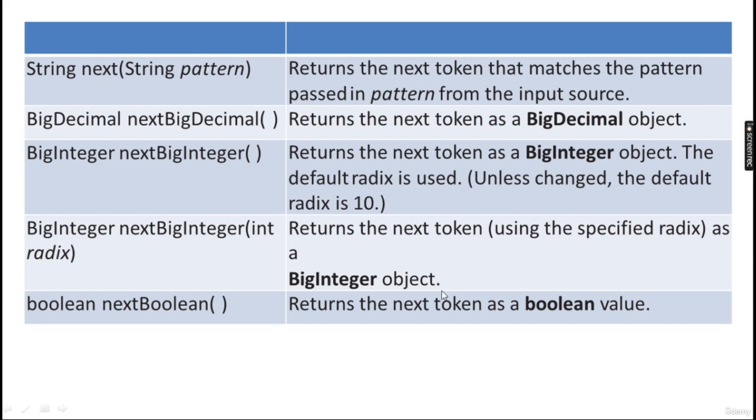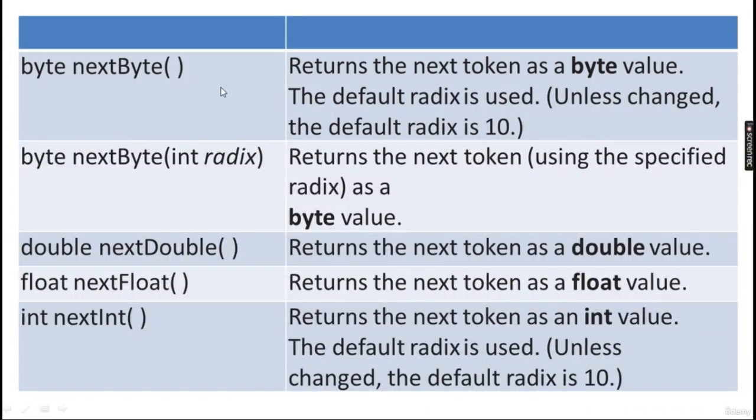Boolean nextBoolean returns the next token as a Boolean value. Byte nextByte returns the next token as a byte value. The default radix is used unless changed. The default radix is 10. Byte nextByte(int radix) returns the next token using the specified radix as a byte value. Double nextDouble returns the next token as a double value. Float nextFloat returns the next token as a float value.